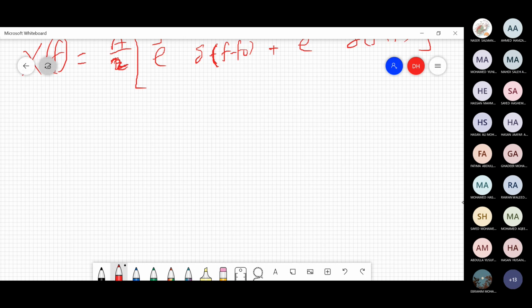So let me say that here we have x of t equal to k e to the power of minus a t u of t. Okay, of course a is greater than 0. Find the Fourier transform for this one.